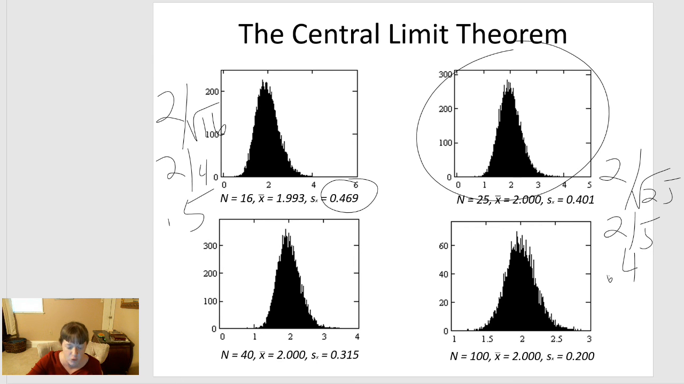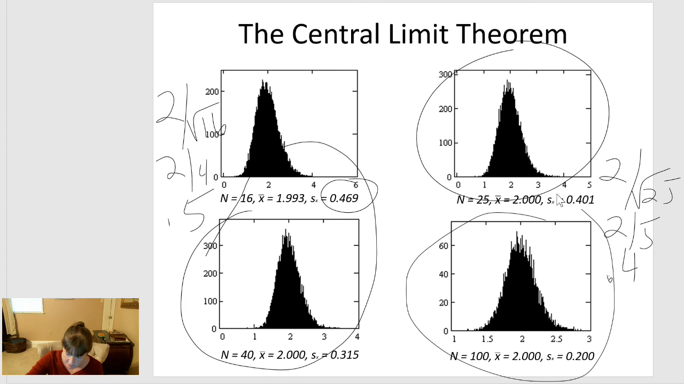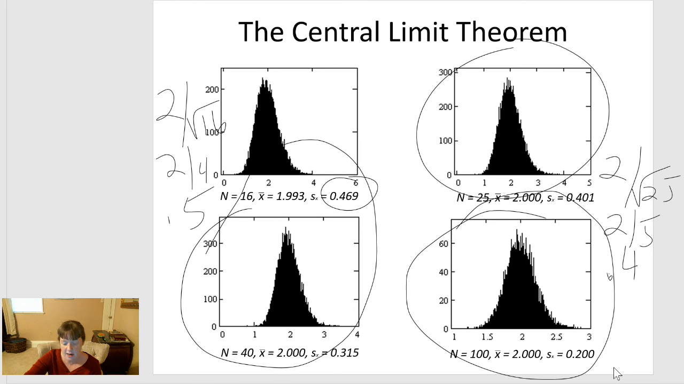And now we have 40 people on each average. We've got the average of all the averages still 2. And now standard error is even smaller because each average is a better approximation of the population. And so standard error is getting smaller and smaller and smaller as sample size goes up, as there's more people in each sample. And here we have 10,000 samples in my simulation, each with sample sizes of 100.